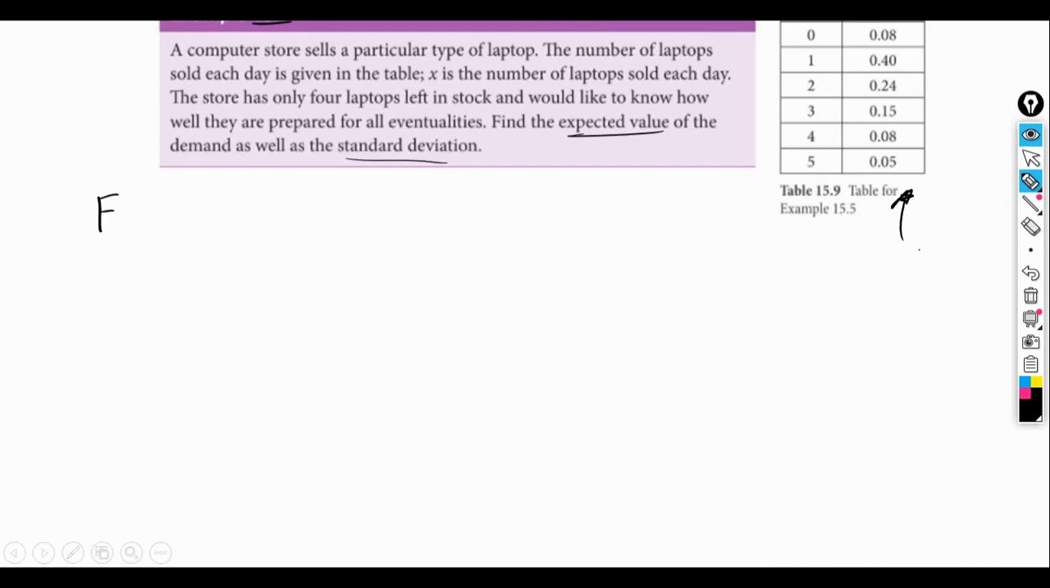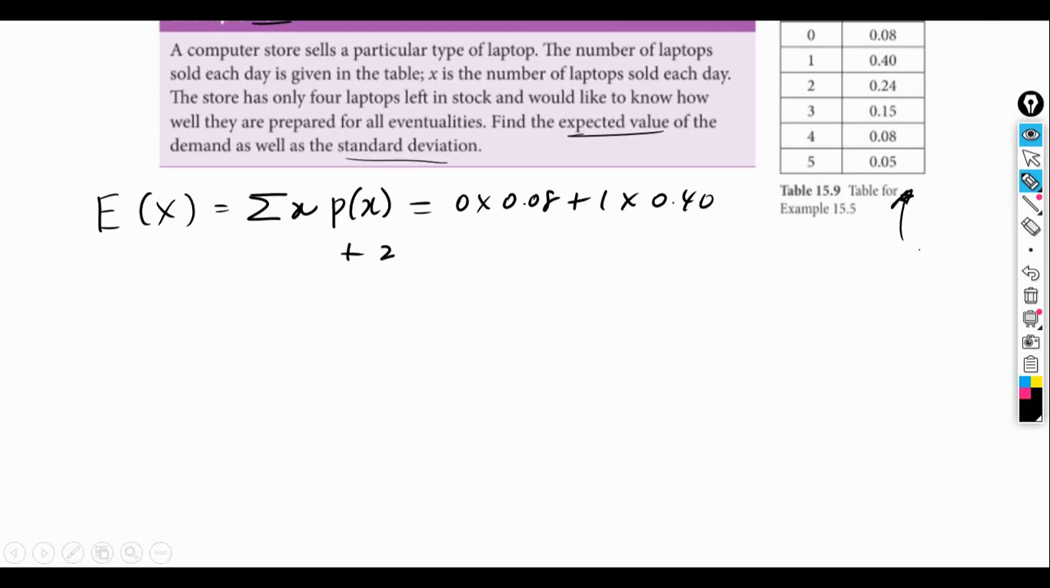So the expected value for the random distribution X is going to be the sum of each X value times the probability, right? So notice that this is simply going to be 0 times 0.08 plus 1 times 0.40 plus 2 times 0.24 and so forth. And this is going to give us 1.90.